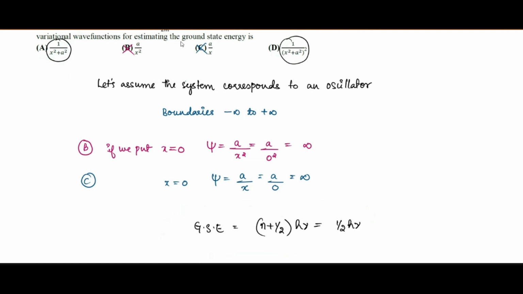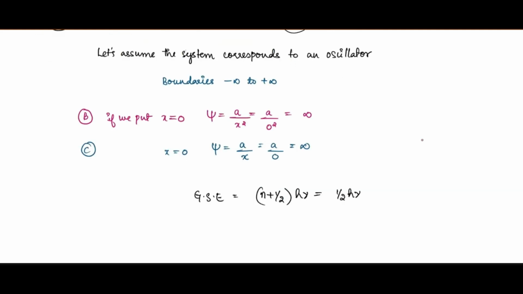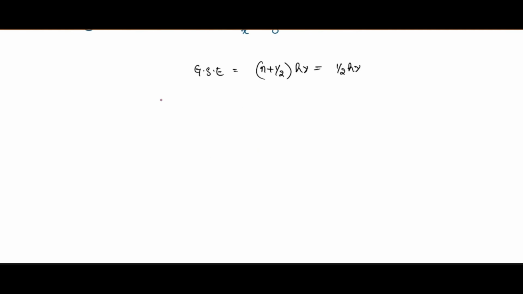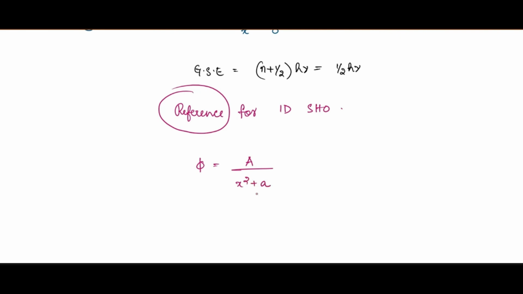Now in the reference books you have a comparison, and the comparison goes like this. This is from the reference. The reference is for a one-dimensional SHO. The trial wave function which was chosen is x by x square plus a by x square plus a, and another trial wave function is a by 1 plus a x square, squared. The energy value we get here is 0.70 h nu, and the value we get here is 0.529 h nu.